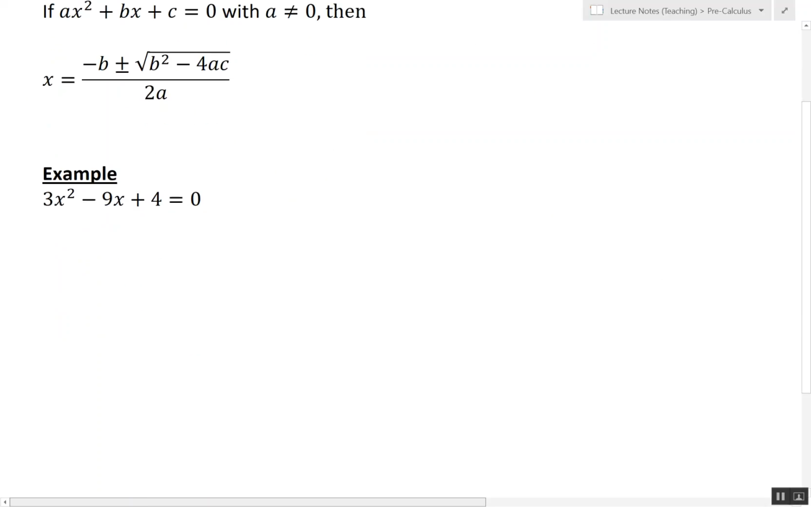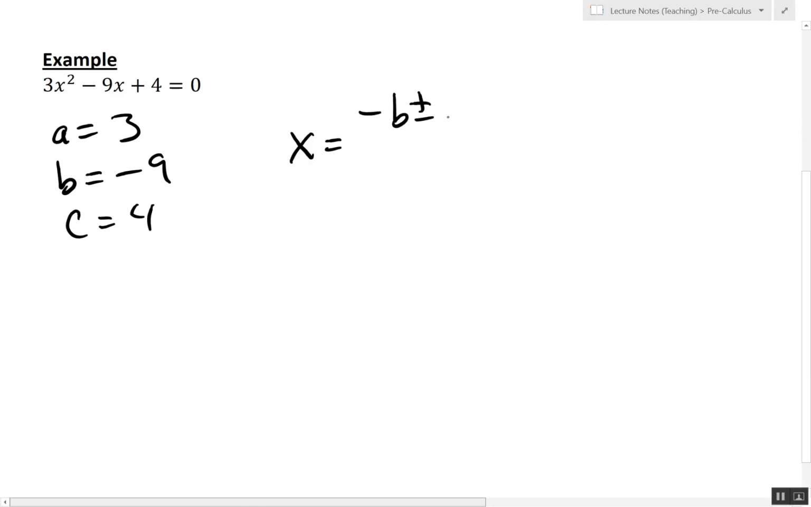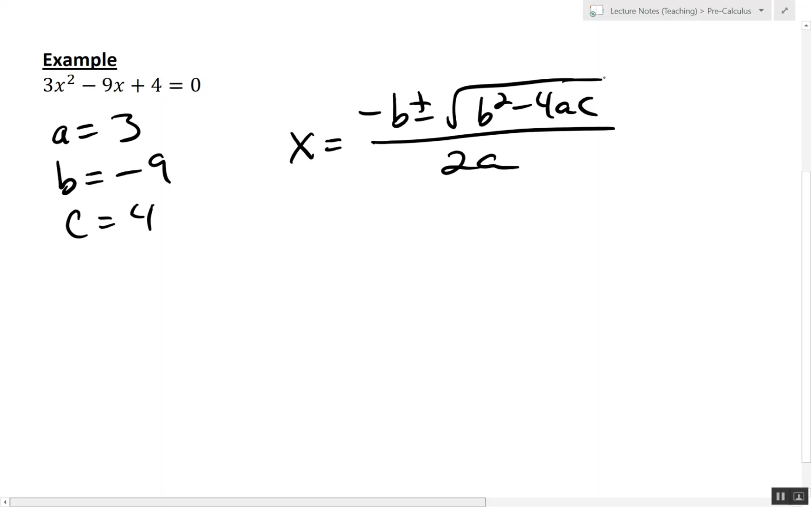So we have 3x squared minus 9x plus 4 equals 0. So a is equal to 3, b is equal to negative 9, and c equals 4. So x equals negative b plus or minus the square root of b squared minus 4ac over 2a. If you do not know this formula by heart yet, you should always write it out with the a, b, and c first, so you do know where to plug everything in correctly.